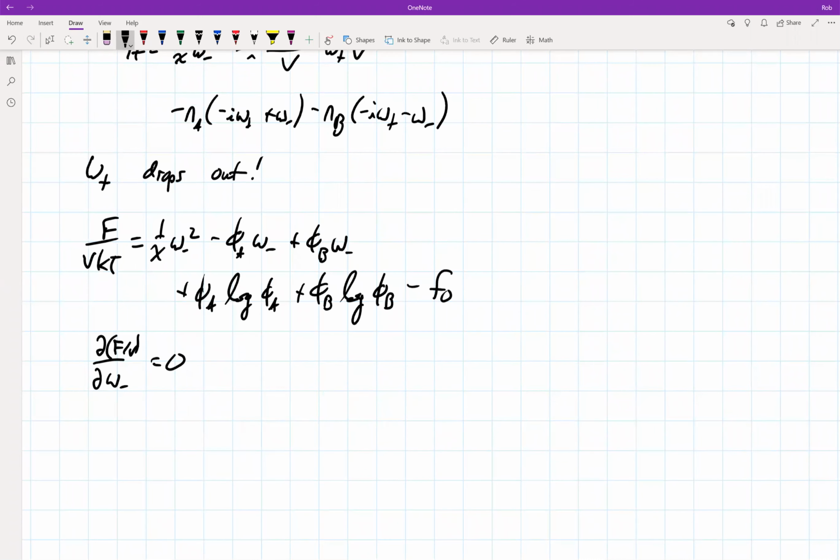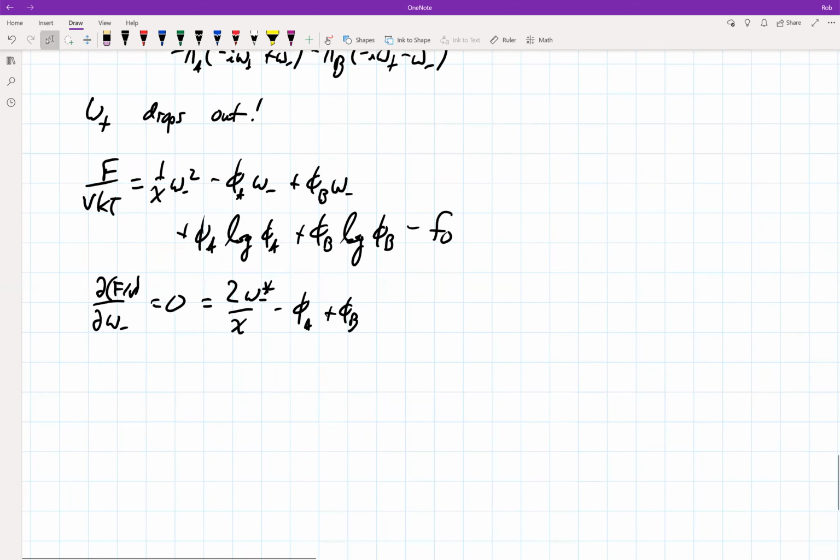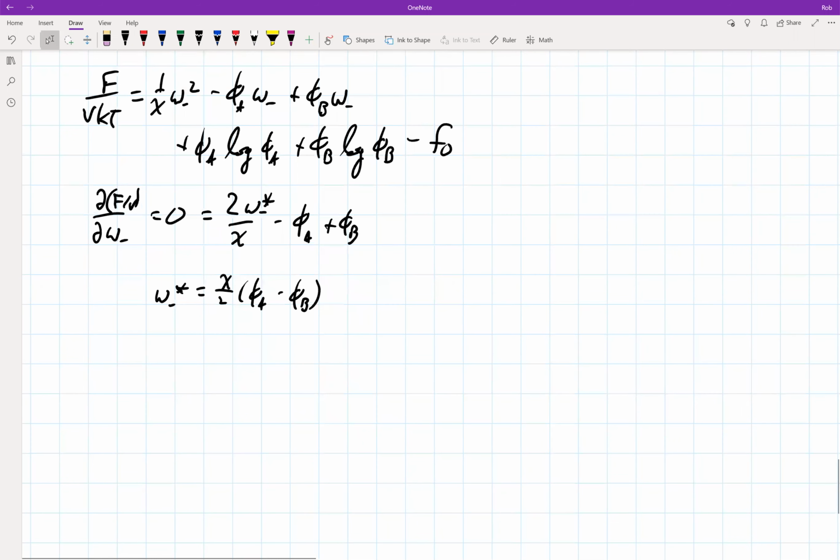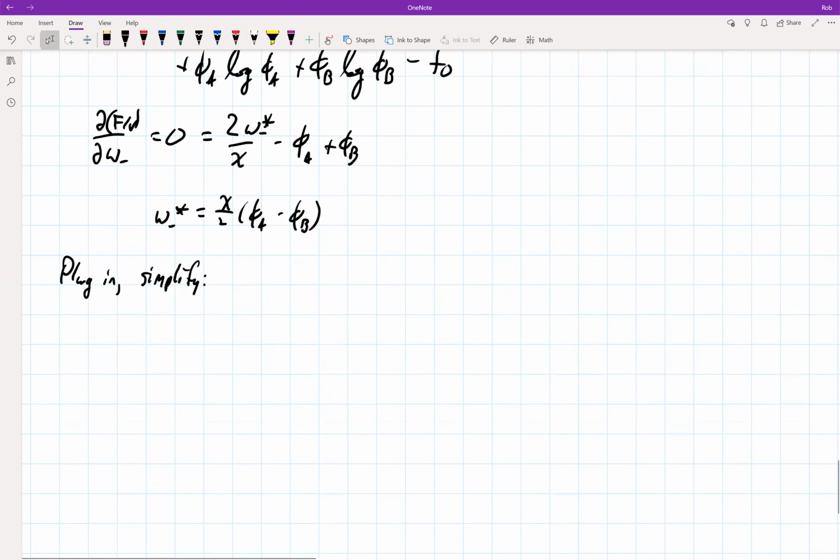So the derivative is, of course, trivial. We'll just have 2W minus over chi minus VA plus VB. And now we're evaluating this at the minimum, so we pick up a star on our W minus, because that's the one that minimizes our free energy, and we get chi by 2 times VA minus VB. All right, and so then you plug back in. Again, there's some algebra involved that I'm just going to gloss over. All right, so you plug in and simplify, and we'll get the regular solution theory as our result.